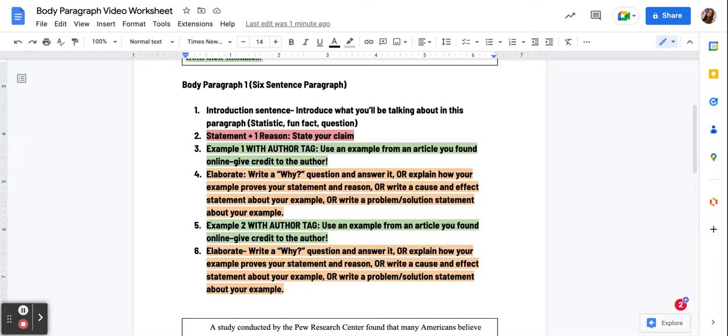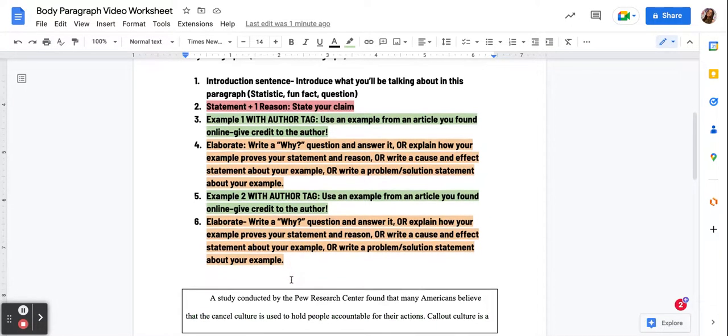Your body paragraph is just a 6-sentence paragraph. So remember when we wrote 6-sentence paragraphs and they were just big SREEs? That is all this is. So please make sure that you are following this format.